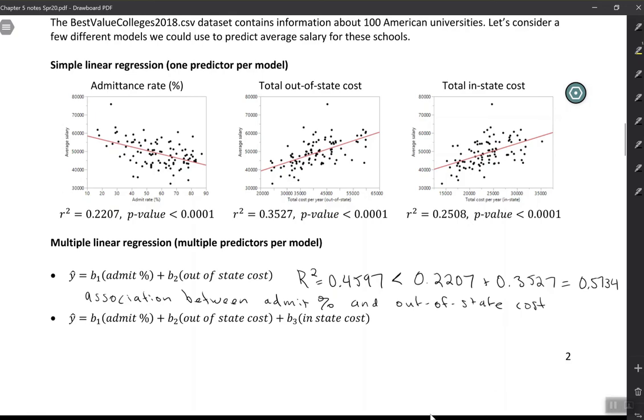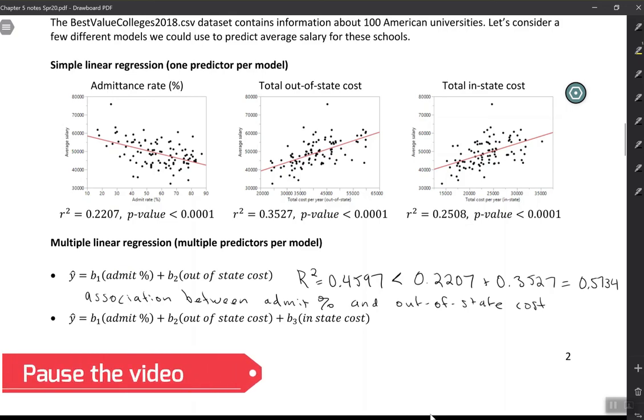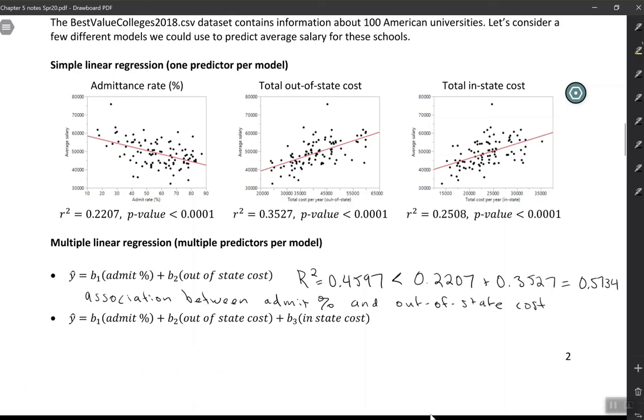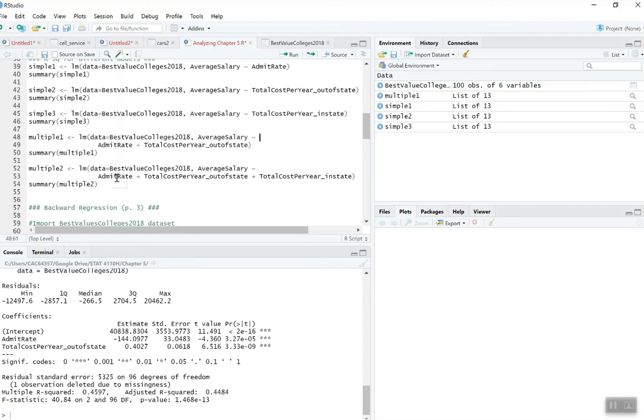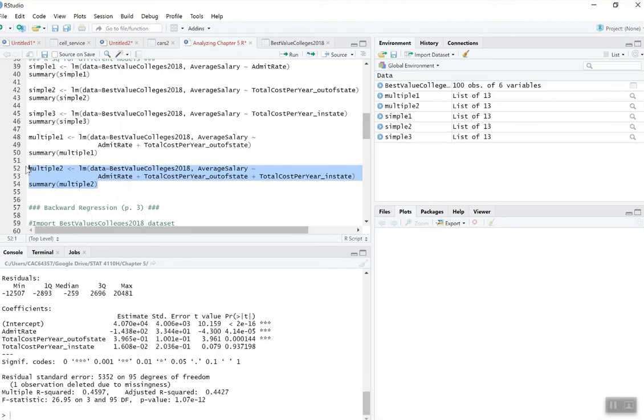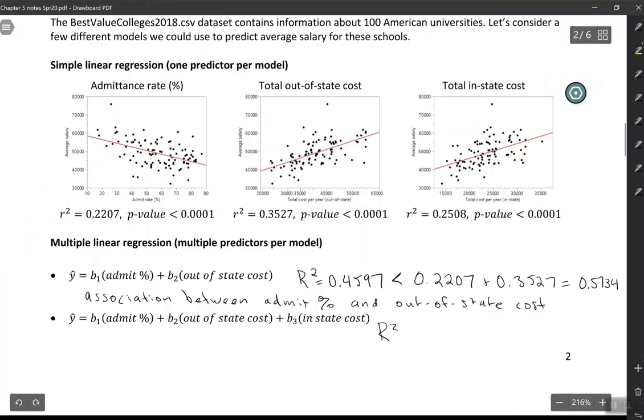So before we look at the next one, what do you think will happen in this next model? Pause the video and predict what do you think the R-squared will be when we add in-state cost to the model we were just working with. Here we're using a multiple regression model that has admittance rate, out-of-state cost, and in-state cost. And look, our multiple R-squared comes out to be 0.4597. That's basically the same as before, all the way out to 4 decimal places.